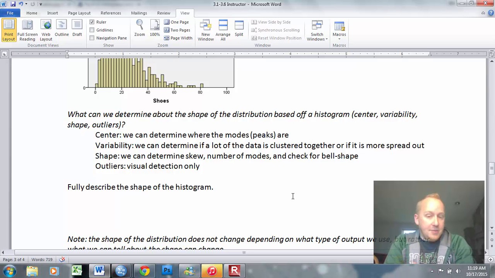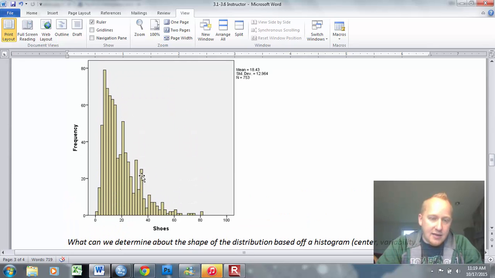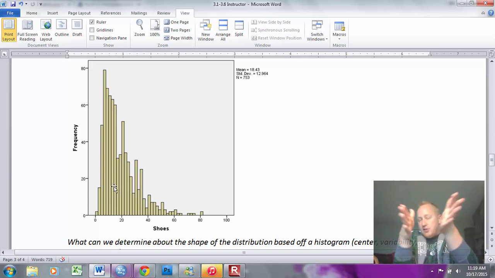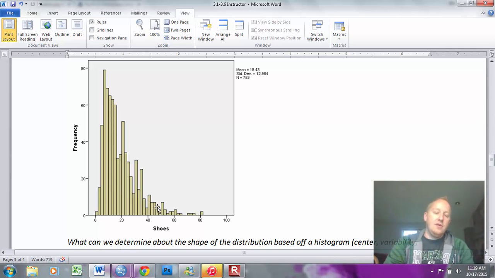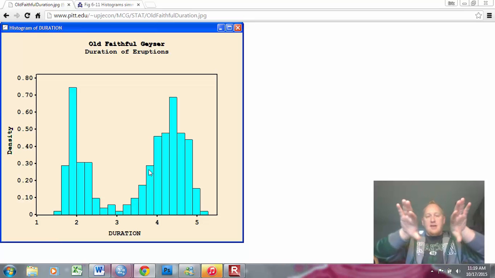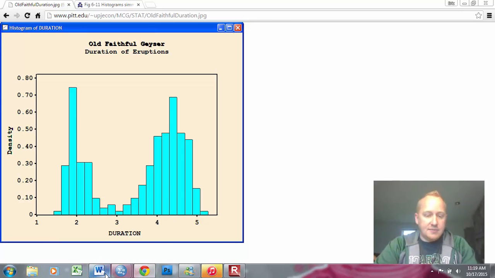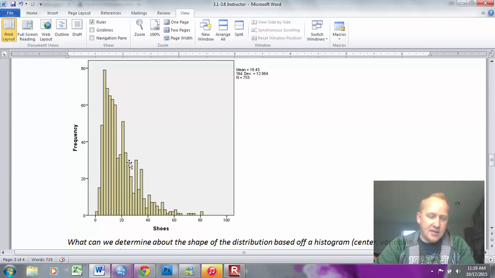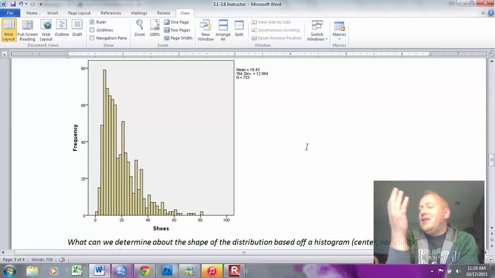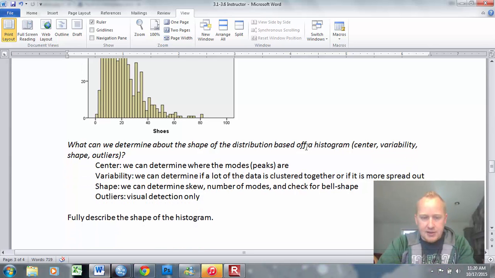Variability. We can determine if a lot of the data is clustered together or if it's more spread out. Here, a lot of the data is right here, so a lot of the data is really, really scrunched. Now, if there was another big peak over here, or if we go back to this, at least relatively speaking, this is going to have a wider variability because you have 2 sets of data compared to this, where a lot of it is clustered together. Again, though, variability is kind of hard to describe. So when we're describing the shape of a histogram, you don't have to include anything about variability in there.